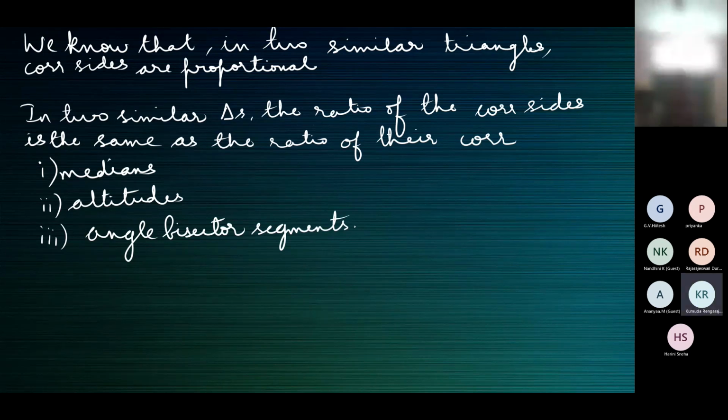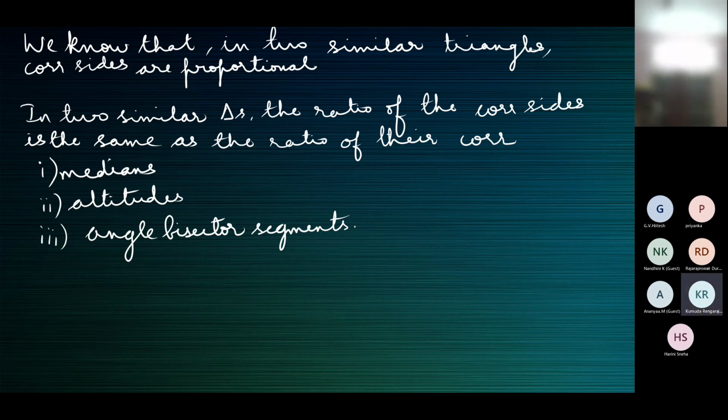We know that in two similar triangles, corresponding sides are proportional. So that's one thing that you know. Now, in two similar triangles, the ratio of the corresponding sides is the same as the ratio of the corresponding medians. See, think about it. When you say the two triangles are similar, we know that their corresponding sides will be proportional.